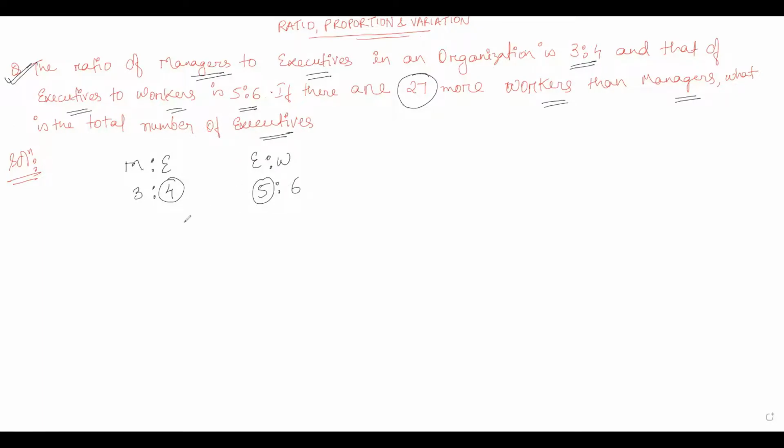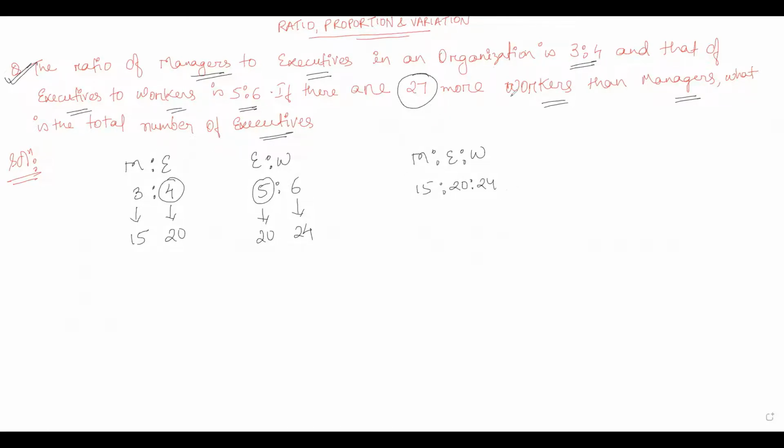So the LCM of 4 and 5 is 20. So if I make this to be 20, I multiply it by 5. So 3 times 5 will give us 15. And this, if I make it 20, I multiply it by 4. So 6 times 4 will give us 24. So I can say that the ratio of managers to executives to workers would be 15, 20, and 24.